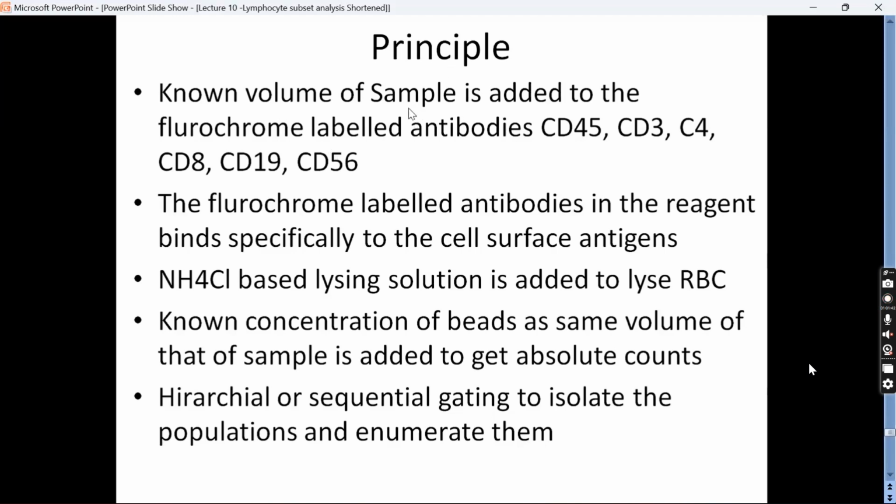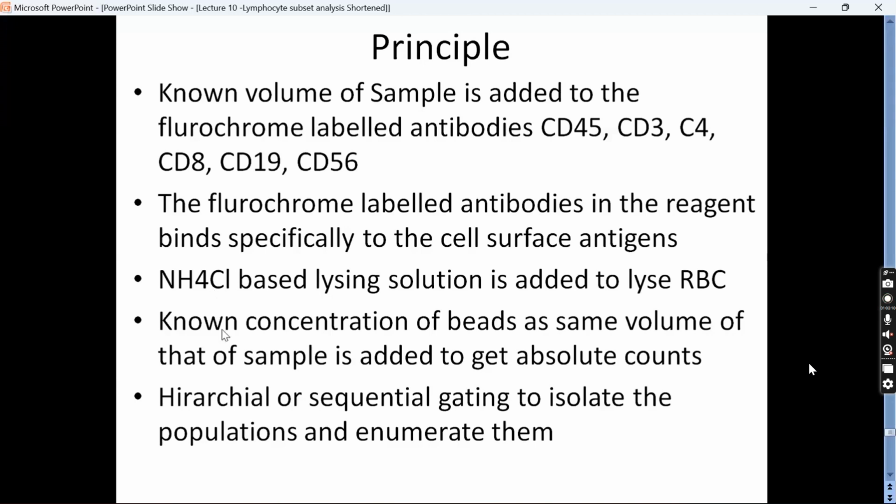So you take a known volume of sample, say for example 100 microliter, and add fluorochrome labeled antibodies, which are CD45, 3, 4, 8, 19 and 56. The fluorochrome labeled antibodies in the reagent bind specifically to the cell surface antigens. These antibodies will go and bind to the respective antigens. Then you are lysing the sample. After staining, you lyse the sample with ammonium chloride based lysing solution.